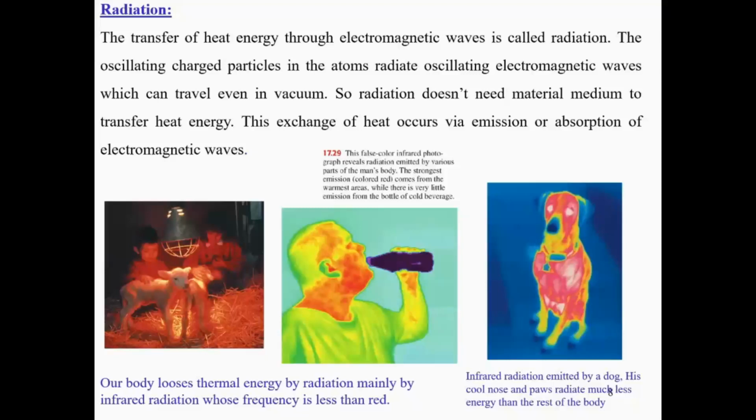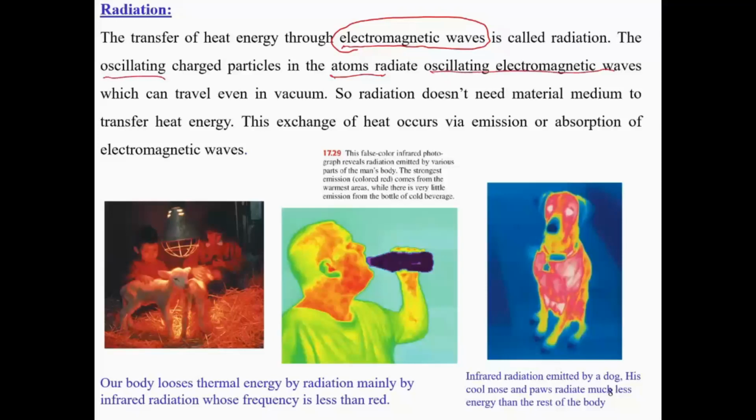So the next transfer of heat is by radiation. Radiation is the transfer of heat energy through electromagnetic waves. A kind of electromagnetic wave is called radiation. The main origin of electromagnetic waves is atoms and molecules, because when the charged particles in atoms oscillate, they radiate electromagnetic waves.